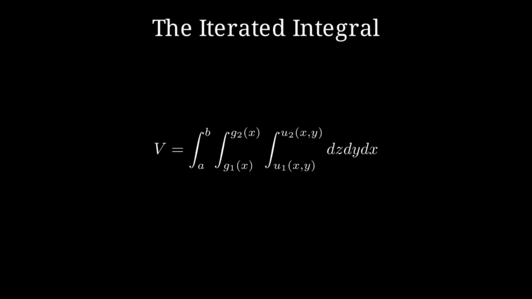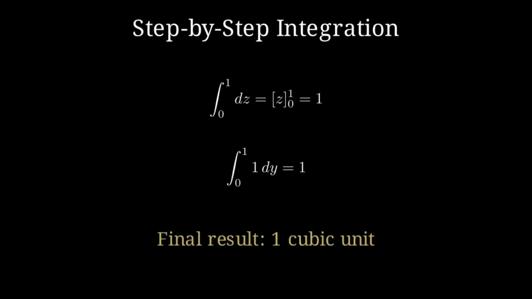We solve from the inside out, first with respect to z, then y, and finally x, following the boundaries we established. Integrating 1 with respect to z gives us z, evaluated from 0 to 1, which is 1. Repeating this for y and x consistently yields a total volume of 1 cubic unit.